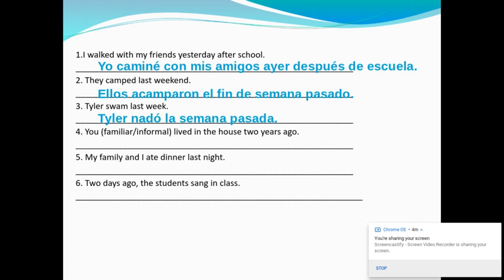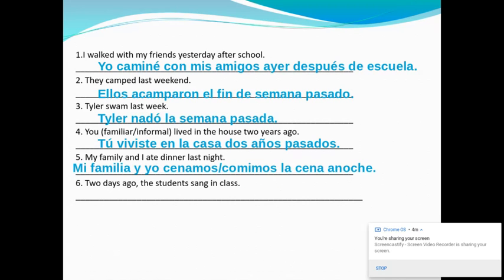You, informal, lived in the house 2 years ago. Tú viviste en la casa 2 años pasados. My family and I ate dinner last night. Mi familia y yo cenamos or comimos la cena anoche. 2 days ago, the students sang in class. 2 días pasados, los alumnos cantaron en clase.